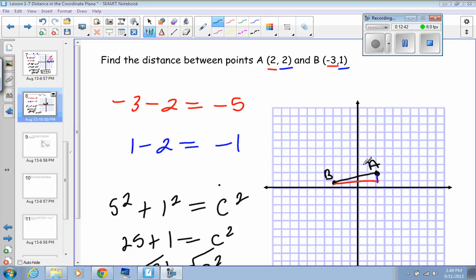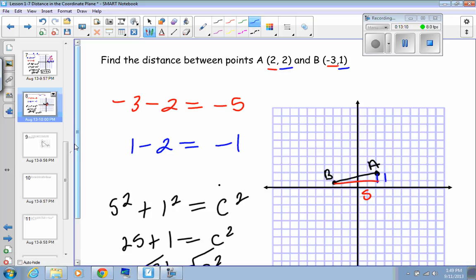So when you try this one, plot A at (2, 2), B at (-3, 1). I drew my vertical line, drew my horizontal line. I then did -3 minus 2 and got -5, and 1 minus 2 to get -1. Well, when I'm looking at distances, I'm not using negatives, so I automatically know it's going to be 5 for this line and 1 for this line.